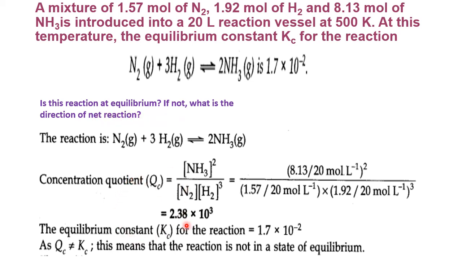Now see the Qc value. If you compare it with the Kc value, Kc is very small and Qc is very, very large. When the Qc value is very large, the products are more, and the products give back the reactants. That means it is towards the backward reaction. Ammonia is more, and it decomposes giving nitrogen and hydrogen. So the reverse direction, or the backward reaction, is the answer to the last question: what is the direction of the net reaction? The direction of the net reaction is the reverse, or backward, direction. Okay, right.